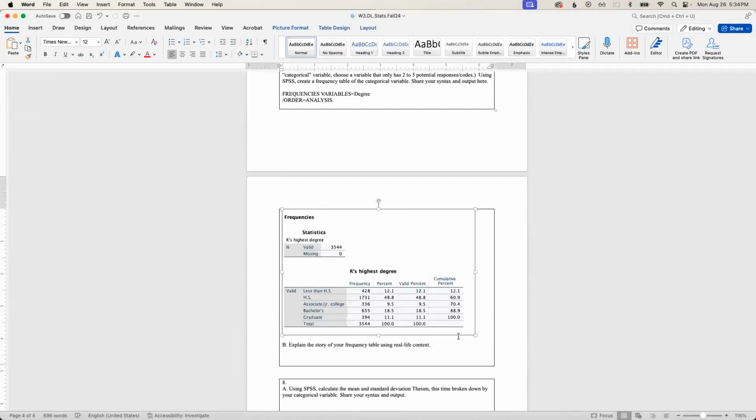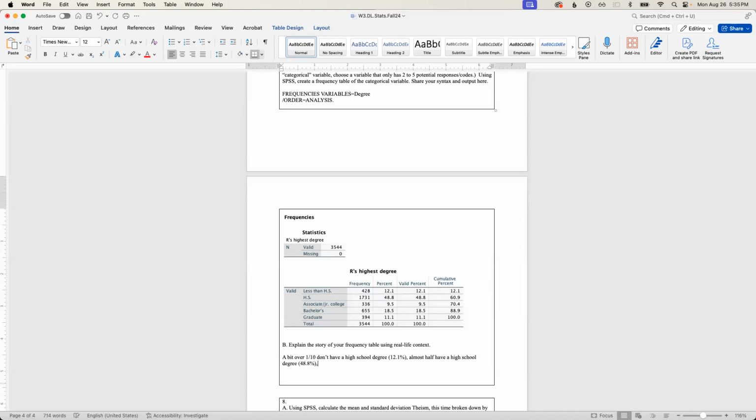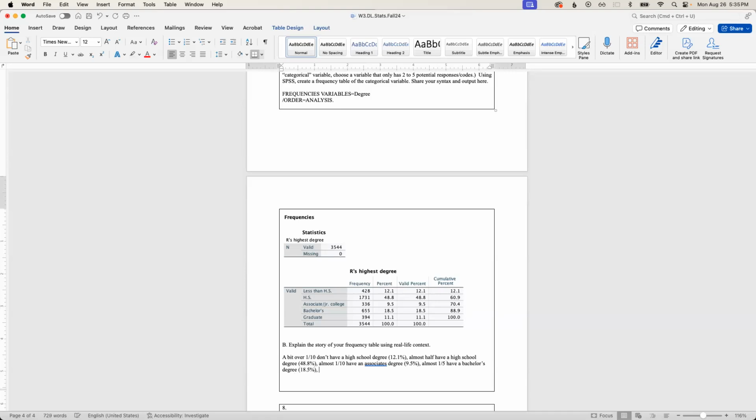Okay. Explain the story of your frequency table using real life context. So here I'm just saying, look at this valid percent column. So out of the 3,544 respondents, a bit over 1/10 don't have a high school degree. Almost half have a high school degree as their highest degree. Almost 1/10 have an associate's degree. Almost 1/5 have a bachelor's degree. And just over 1/10 have a graduate degree.